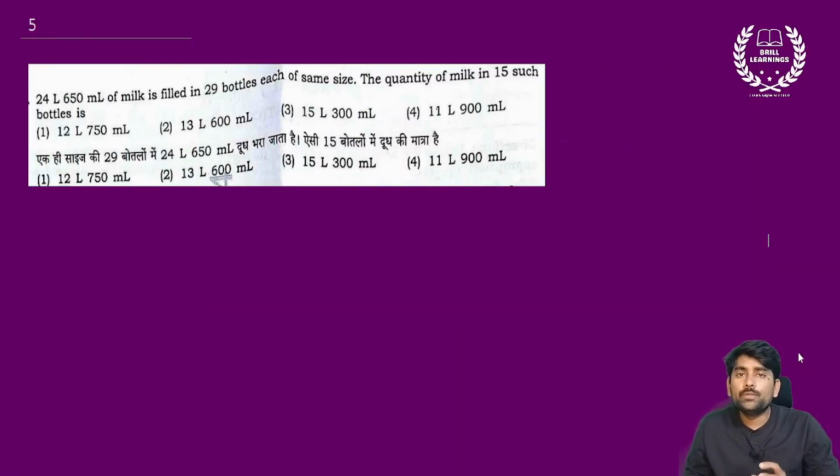In this question, we need to share 24 liters 650 ml of milk into 29 bottles, each of the same size.